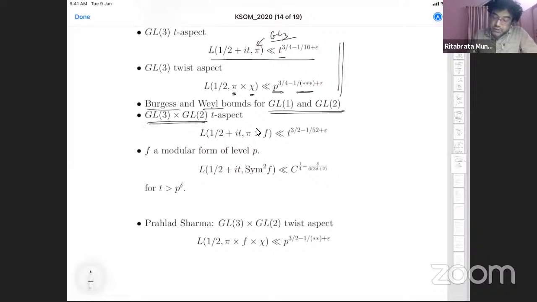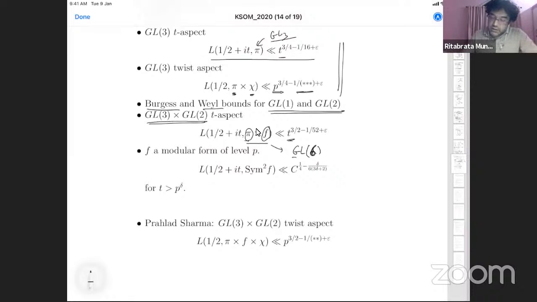So this is the Rankin-Selberg. So pi here is a GL3 form, f is a GL2 form. I'm looking at the Rankin-Selberg L function, so it's of degree 6. So by functoriality, this is an L function for a GL6 automorphic form. T to the power 3/2 is the convexity. I proved that it's T to the power 3/2 minus 1/52.